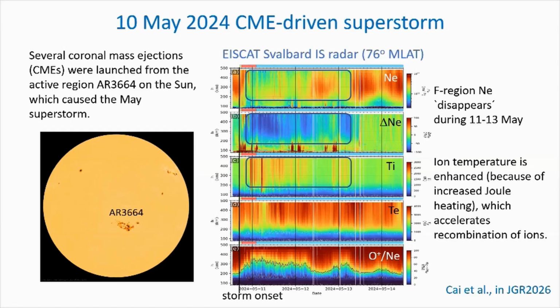And during the same time, we had clear enhancements in ion temperature. And those ion temperature enhancements are related to increased Joule heating, increased electromagnetic energy input to the ionosphere. And the physical mechanism of this wiping out of the electron density is in the fact that the recombination rate of ions is greatly enhanced.